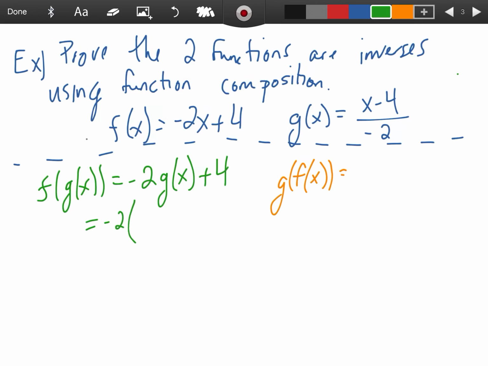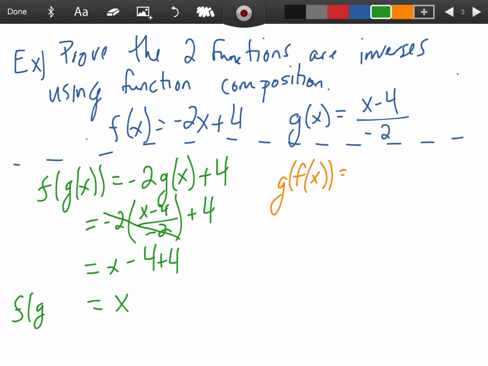Negative 2, and then I plug in parentheses, (x minus 4) over negative 2, plus 4. Here I can see I have negative 2 times (x minus 4) divided by negative 2. The negative 2 times and divided by are just going to cancel each other out, so I'm left with x minus 4 plus 4. The minus 4 and plus 4 cancel out, and I'm left with just x. So I get f of g of x is equal to x.